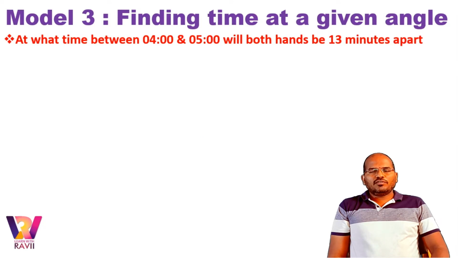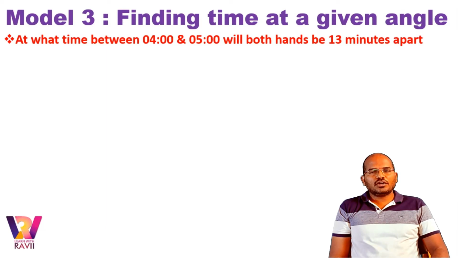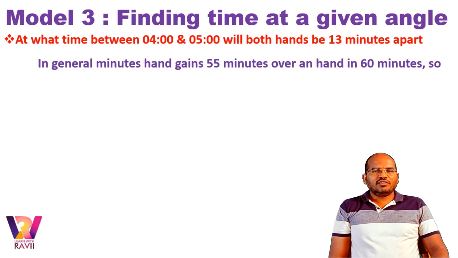So at what time between 4 and 5 will both hands be 13 minutes apart? In this problem, we are specifically asked to find the time between 4 and 5 where the minute hand and the hour hand are 13 minutes apart. So to solve these kinds of problems, we have an approach where we use the concept of clocks. In general, the minute hand gains 55 minutes over an hour hand in 60 minutes.